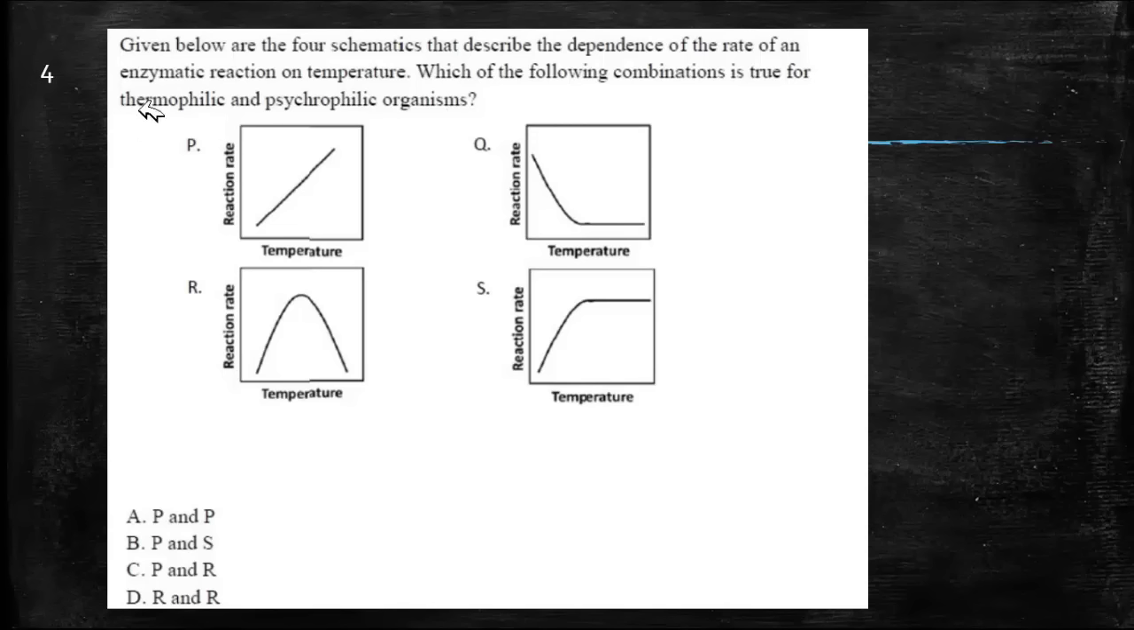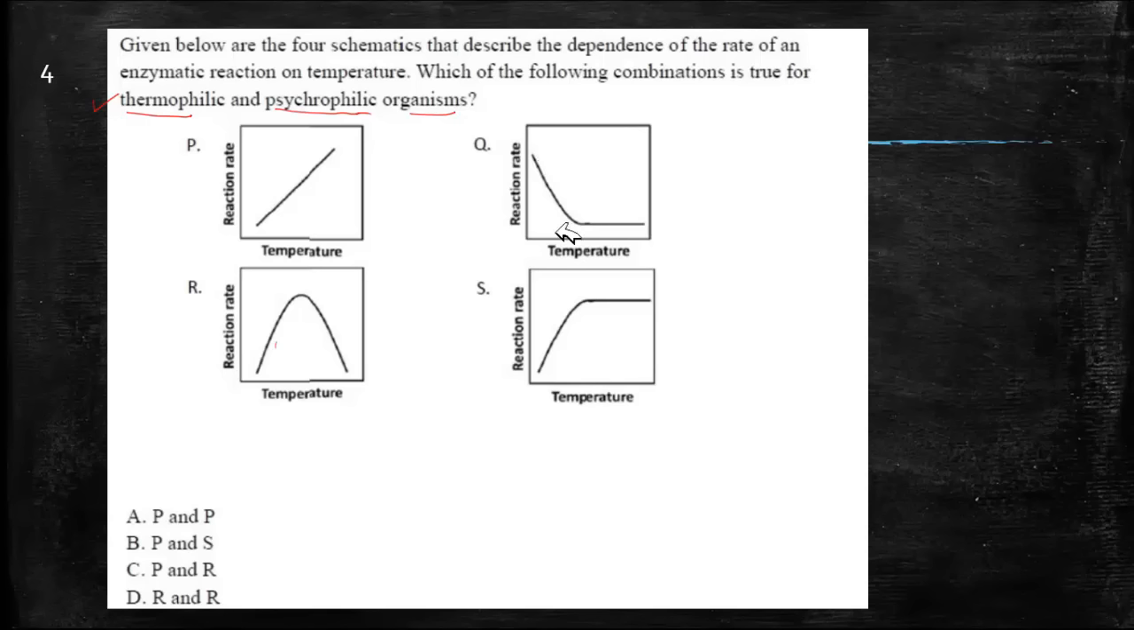We have a lot of things here, but the main keywords are thermophilic and psychrophilic organisms. Thermophilic, the term itself says, thermo refers to heat, and psychrophilic refers to cold conditions. When you look at these, you can predict. When the temperature is higher, the enzyme reaction will become a lot faster. And when the temperature goes down, obviously the rate is going to come down here. So we cannot expect any other answer matching this.